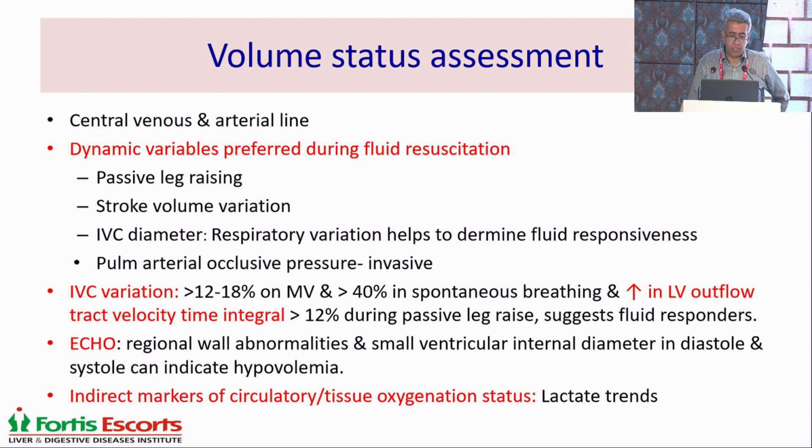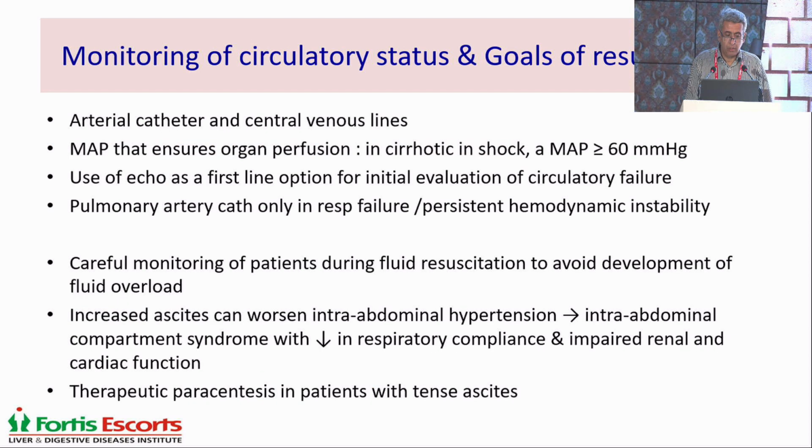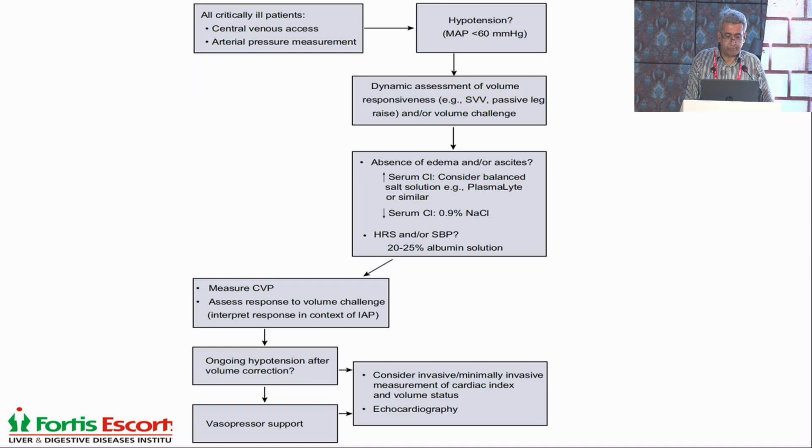Initial echo is done in most patients to look for regional wall abnormalities, look at the internal diameters, and look for evidence of hypovolemia. Some of the indirect markers of tissue oxygenation like lactate trends may help guide volume status assessment. So we use the echo initially and keep pulmonary arterial pressure monitoring only in case of persistent hemodynamic instability, and as I said, we rarely use it. If there's tense ascites, it may be worth considering removing the ascites because it's contributing to intra-abdominal compartment syndrome and decreased respiratory compliance and renal and cardiac dysfunction.